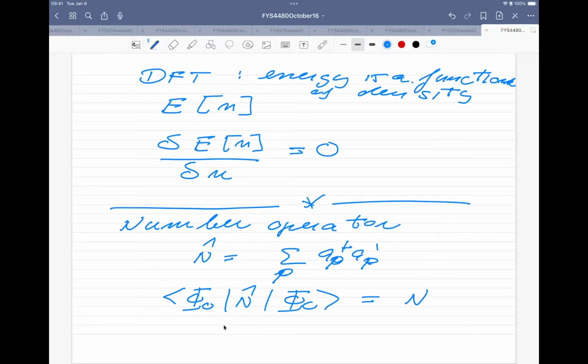Now, if you look at the same operator in what we loosely have called first quantization, or in coordinate space, then we have an operator n of r, which is simply given by the sum over all the particles which are present. And then we have a Kronecker delta of r minus r_i.